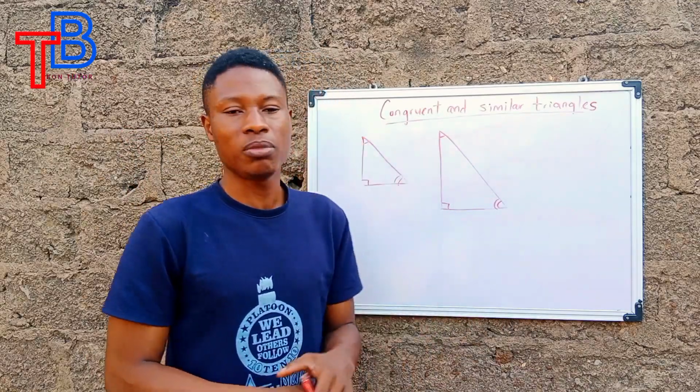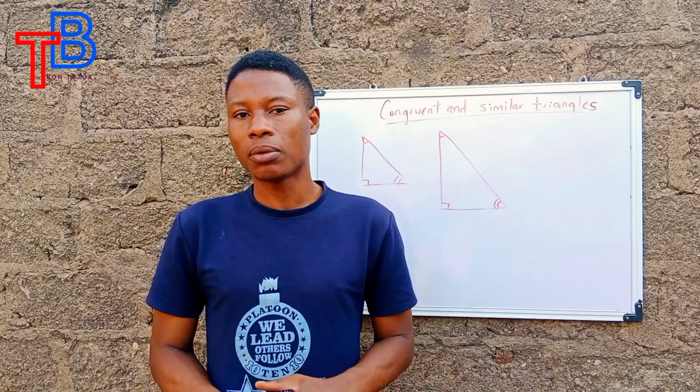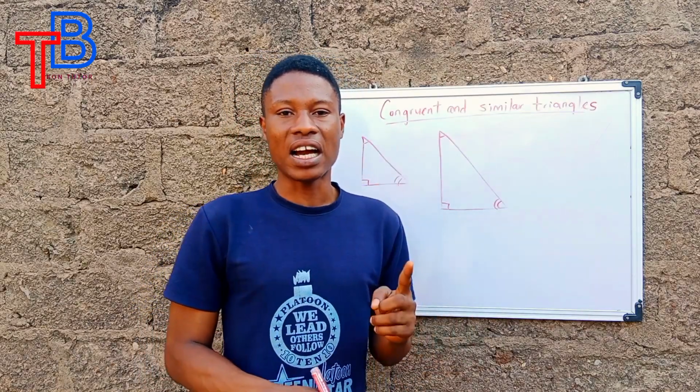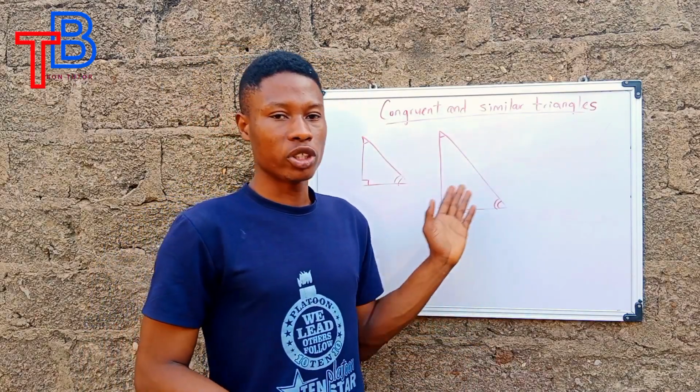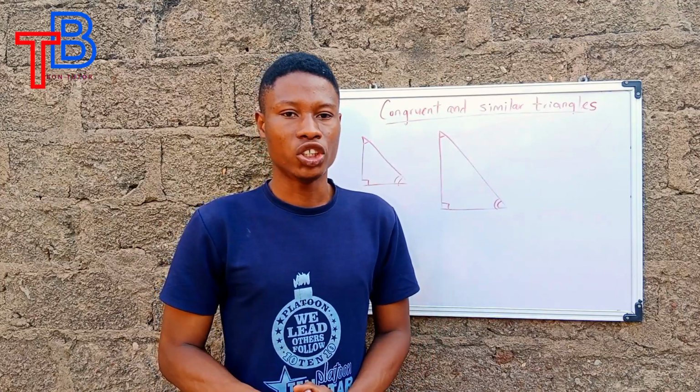But when it comes to similar triangles, the only condition that must be met is that all the three angles in those triangles must be equal to each other.